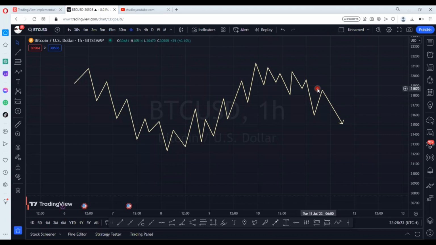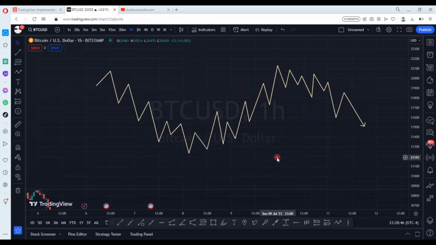Today we're going to be talking about the second phase of market structure, which is the highs and the lows. Last time we talked about time frames. So today we will talk about the market highs and lows. This is not going to take long.